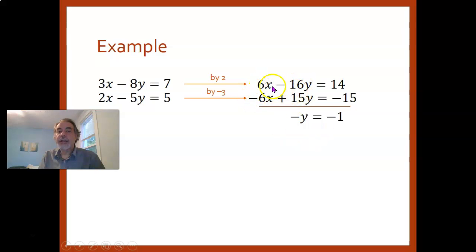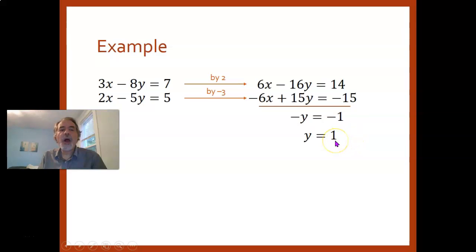And I get negative y equals negative 1. The 6x and the negative 6x just add up to 0, the negative 16y plus positive 15y add up to negative 1y, or just negative y, and the 14 and the negative 15 add up to negative 1. So we got negative y equals negative 1. We want plain old y, so divide both sides by negative 1, we get y equal to positive 1.